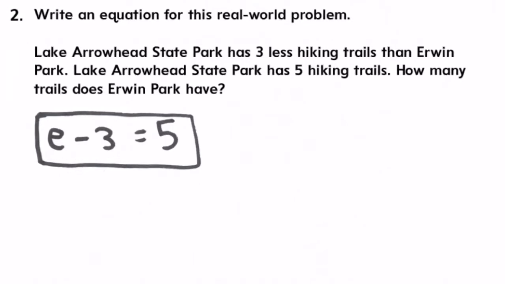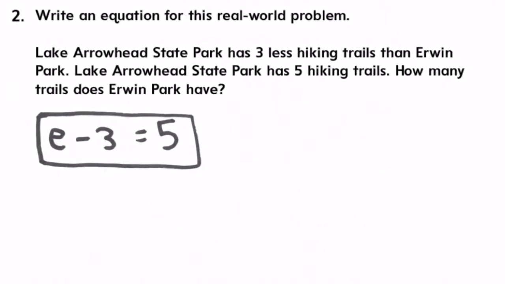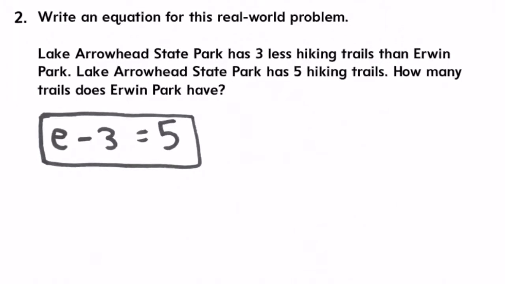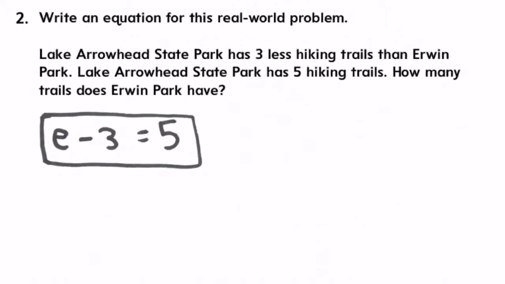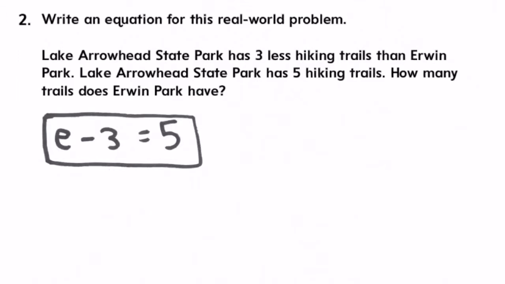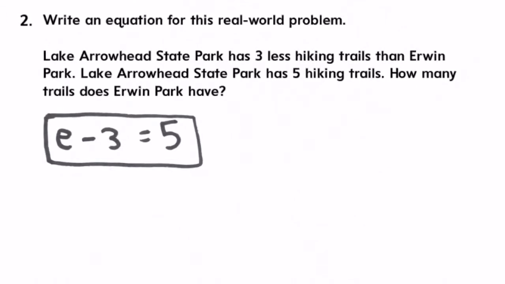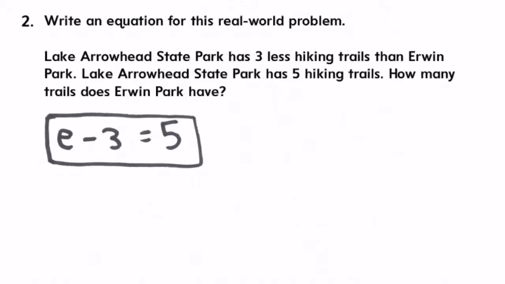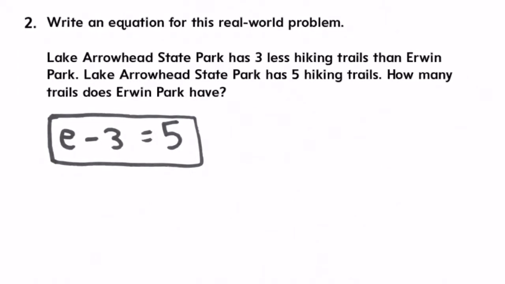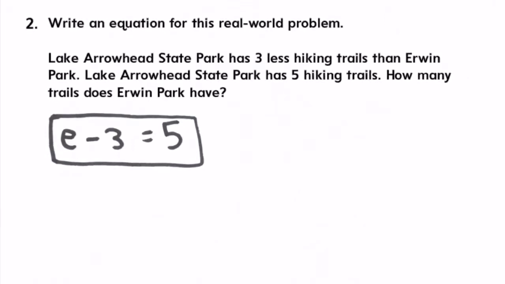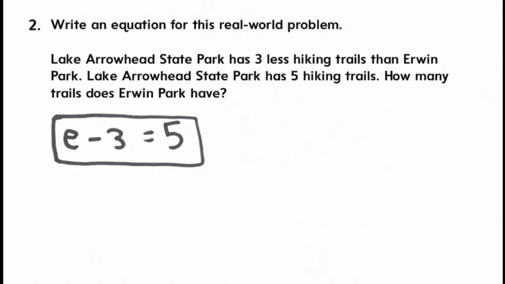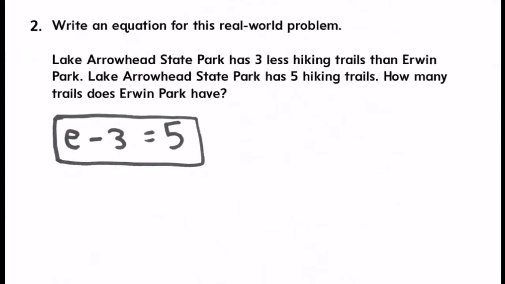And in example 2, you're going to see that it says Lake Arrowhead State Park has 3 less hiking trails, which pretty much implies you're subtracting 3 from Irwin Park. If you keep reading, you'll notice we still don't know what Irwin Park's value is, so you would just call it E for Irwin. Make sure you don't capitalize it, because in math we only capitalize on certain occasions, and I'll elaborate on that more later. And then they're telling you that Lake Arrowhead Park has 5 hiking trails, so that's what it equals. So Irwin Park minus 3 equals 5.